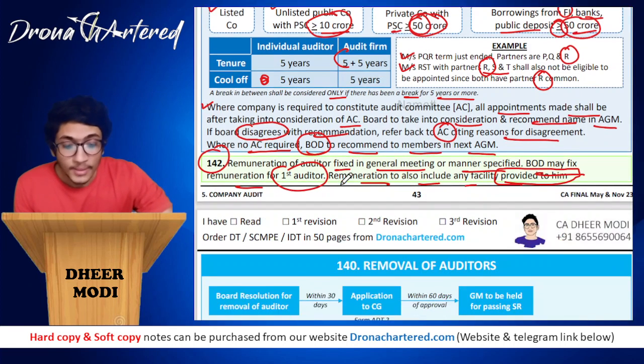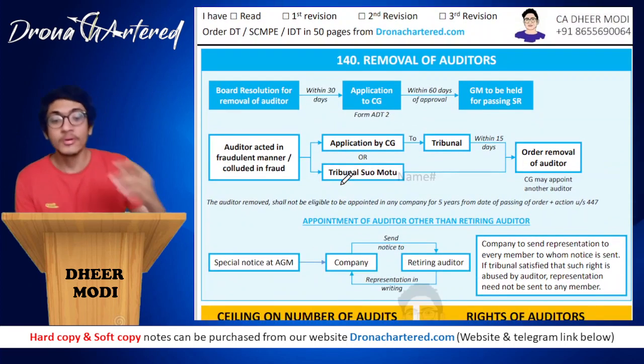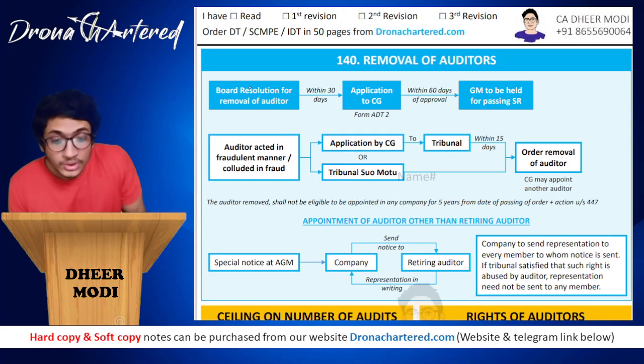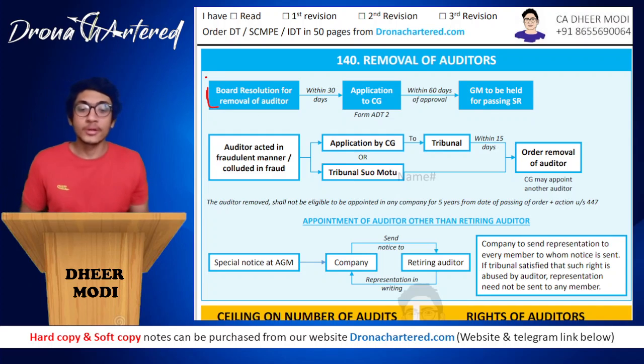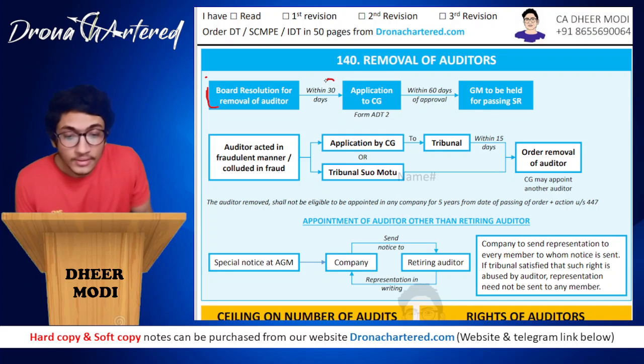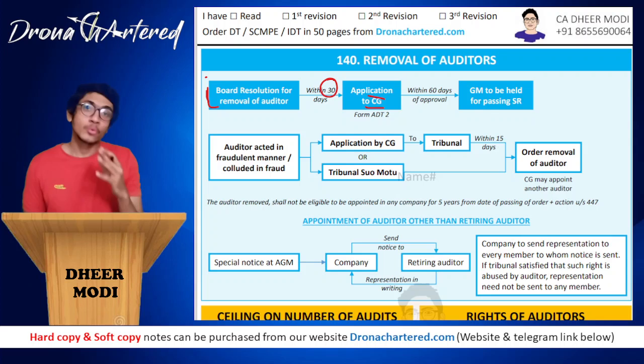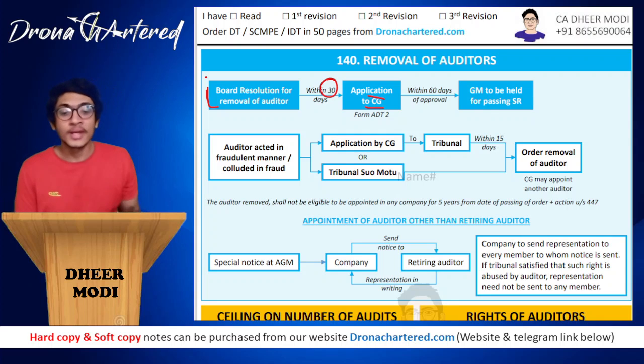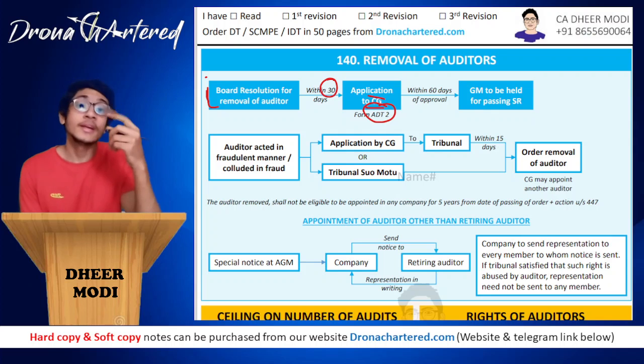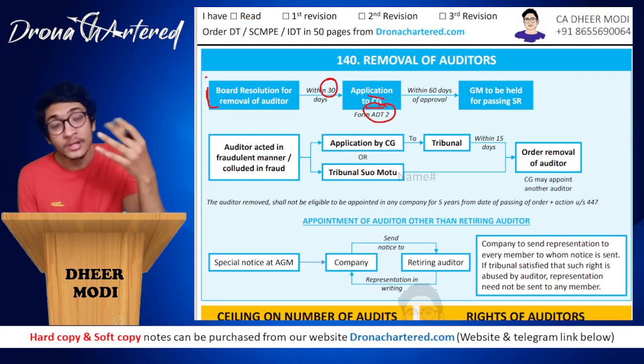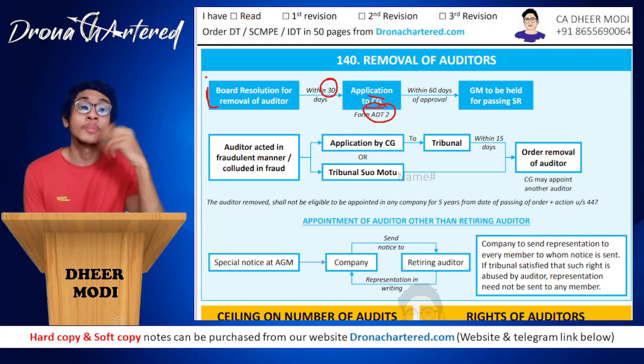Okay. Next part is removal of auditors. So, board resolution for removal of auditor. First, you have to pass a board resolution for removal of the auditor. Then within 30 days, you have to make an application to CG in form ADT 2. Remember, ADT 3 was when the auditor resigns. When the auditor resigns, that time you have to submit form ADT 3.